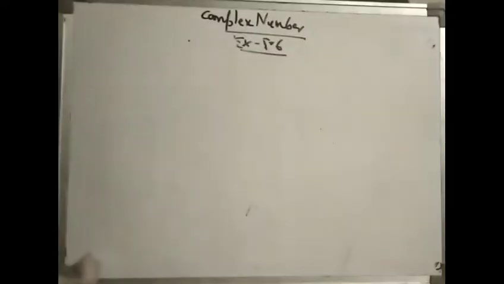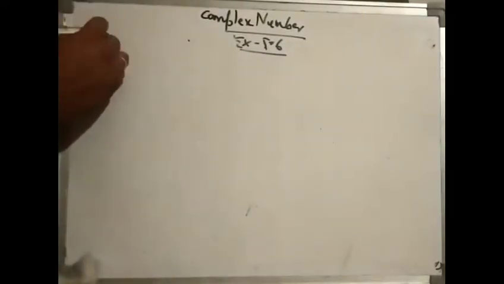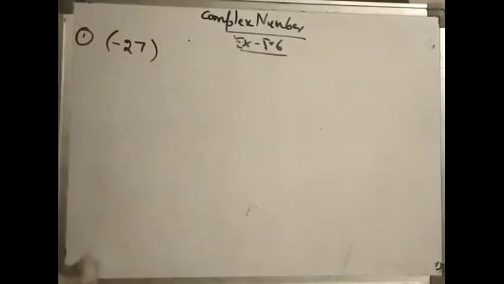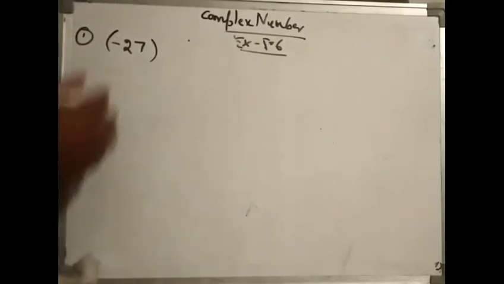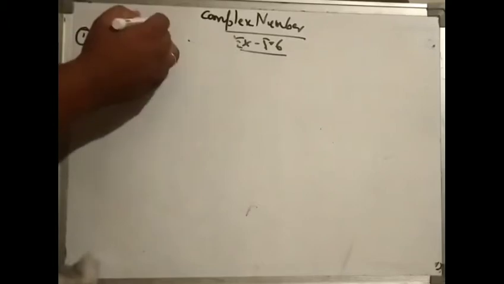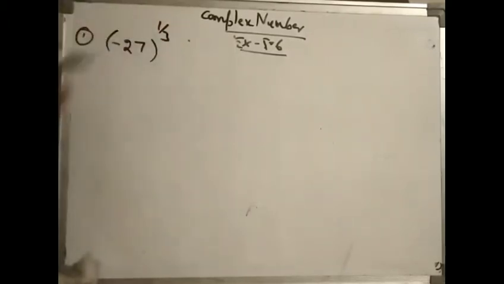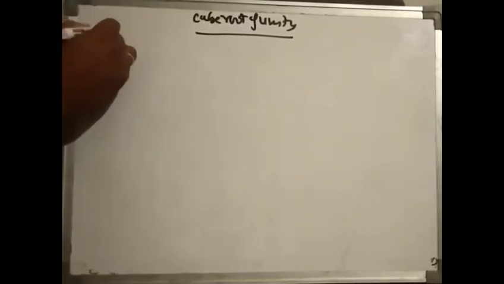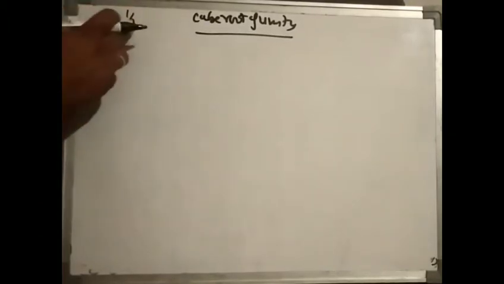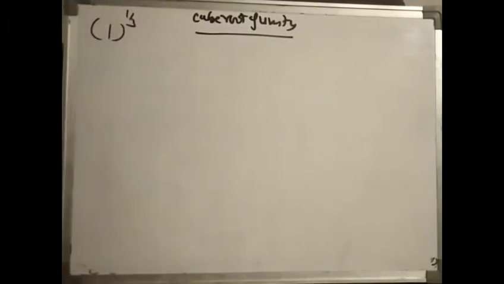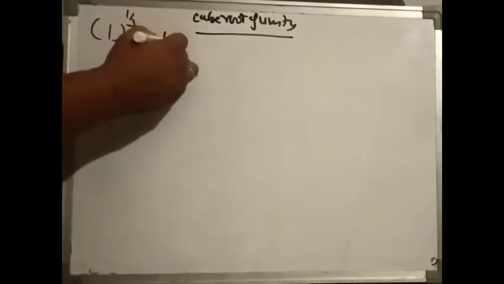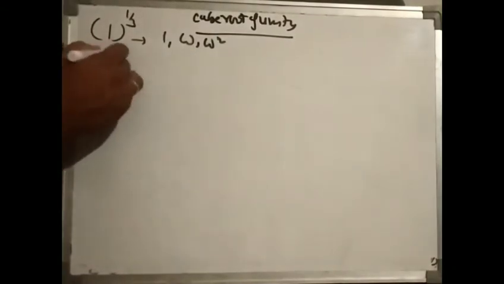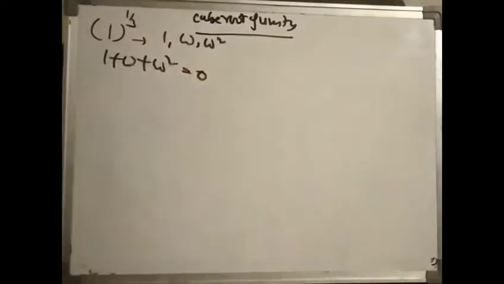Look at question number 1. Find the cube roots of minus 27, so that the sum of the cube roots is equal to 0. Cube root of minus 27, cube root means power 1 by 3. We have cube root of unity: cube root means power 1 by 3, unity means 1. Cube roots of unity means we have the three terms 1, omega and omega square. Now simply you have to learn 1 plus omega plus omega square is equal to 0.